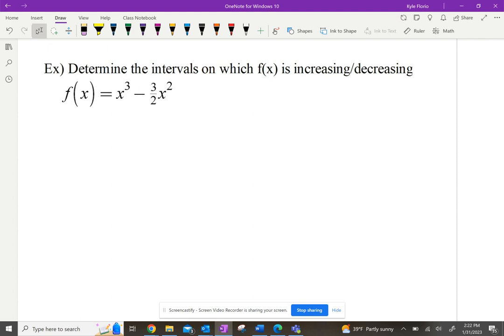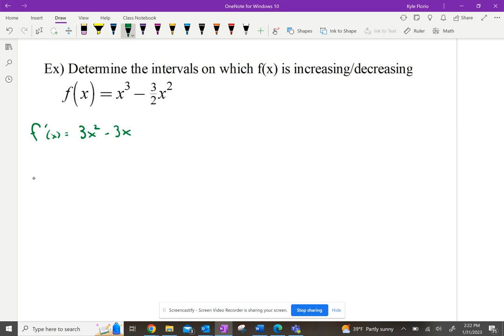So let's use those steps now to determine the intervals in which f of x is either increasing or decreasing. The first step is to find the critical numbers. To do that, just like we did last class, let's find the derivative. The derivative is going to be 3x squared minus 3 times 3/2 x, which is 6/2 x, which is 3x. And then subtract 1 from the exponent. Now we want to find out when this is either 0 or does not exist.